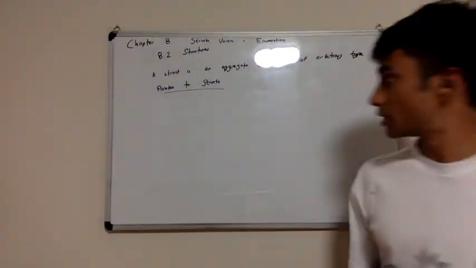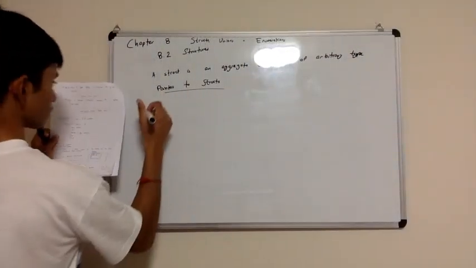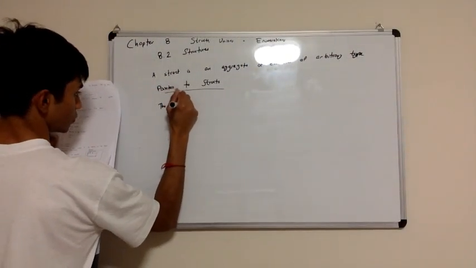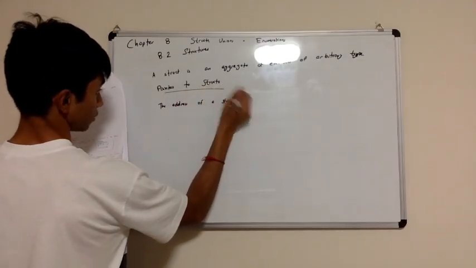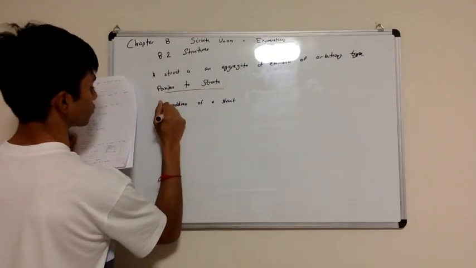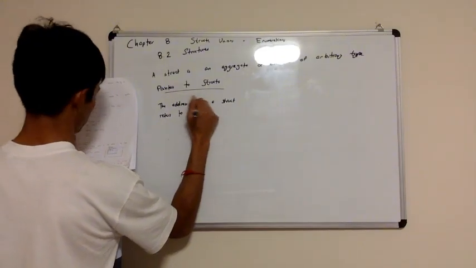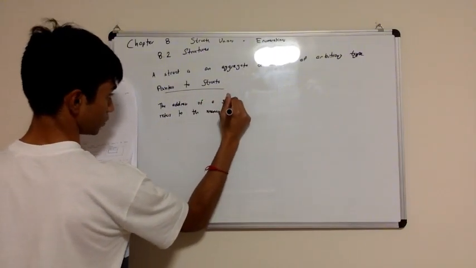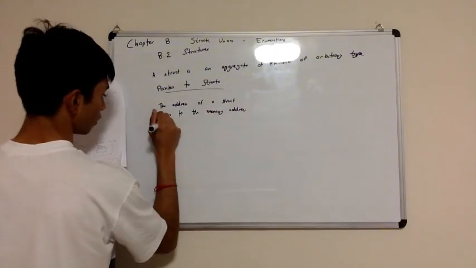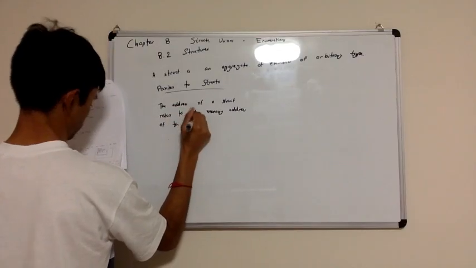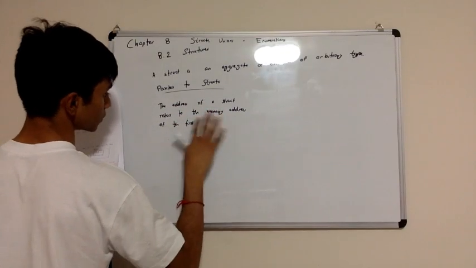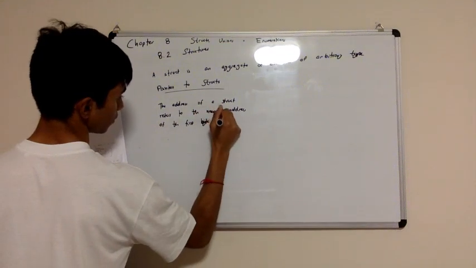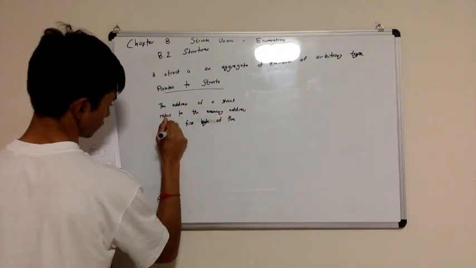So I guess the first thing to bear in mind is the address, or the memory address, of a struct. When we get the memory address of a struct, it actually refers to the memory address of the first element, or the first byte of the first element. The memory address of the first byte of the first element.